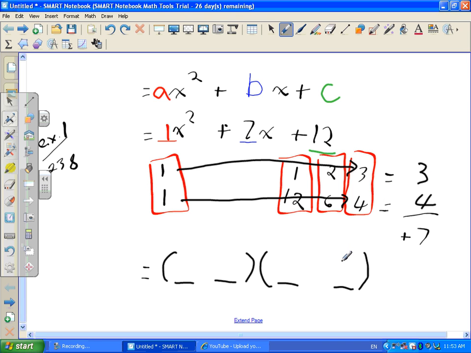So what that means is I'm for sure going to use the numbers 3 and 4. Works out great. So I'm going to write them in already. I'm going to write 3 in and 4 in. We'll deal with the signs last.